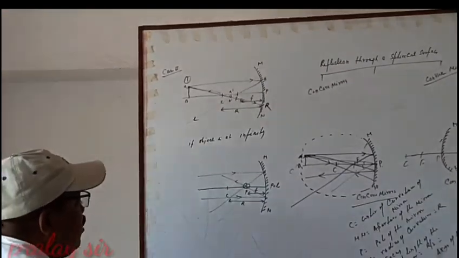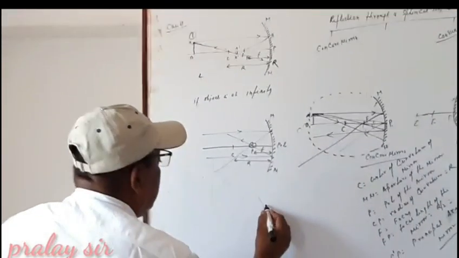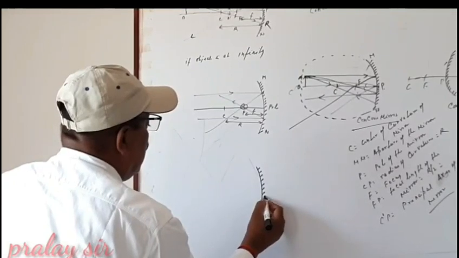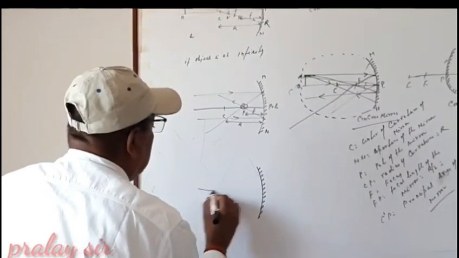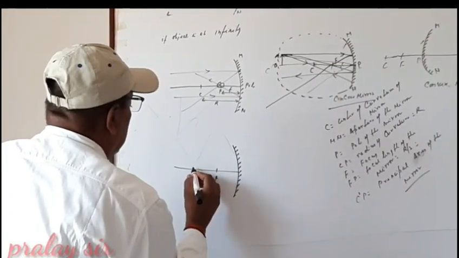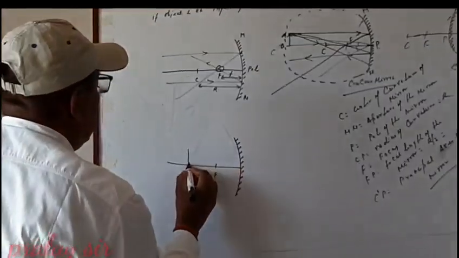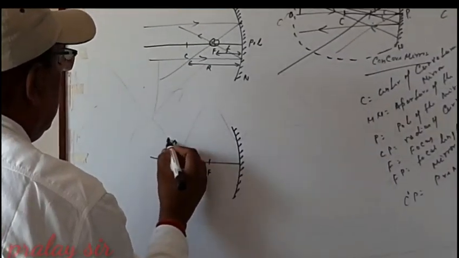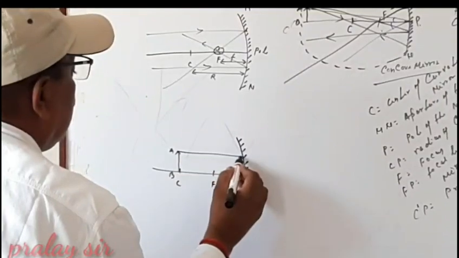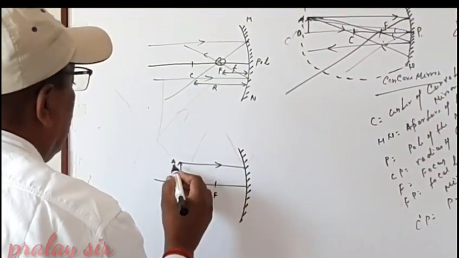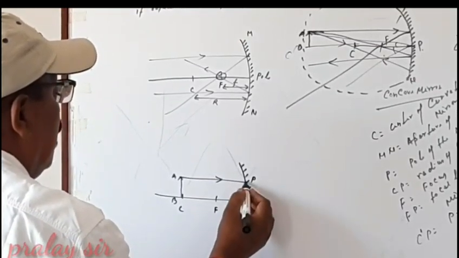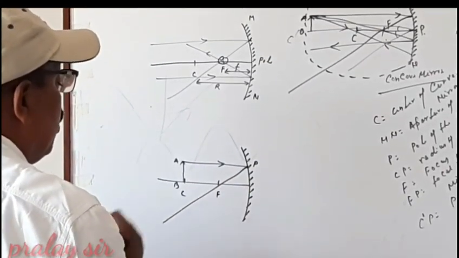Second case. Third case is that if you are keeping the object at the center of curvature, here is the C, just make the figure here, your object is AB. Next, a ray coming from A incident on the P, after reflection passes through the focus F.